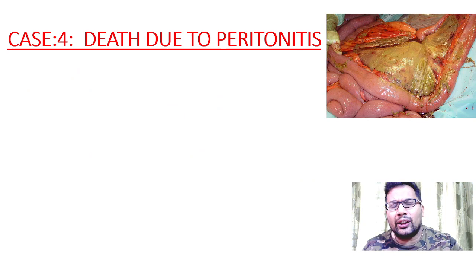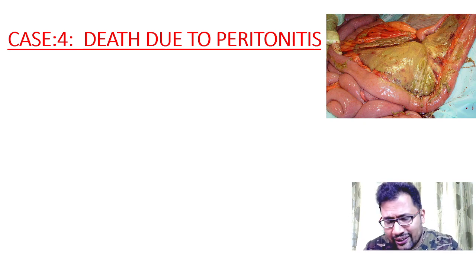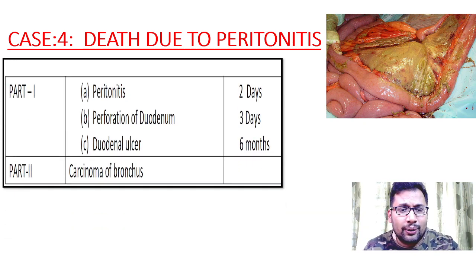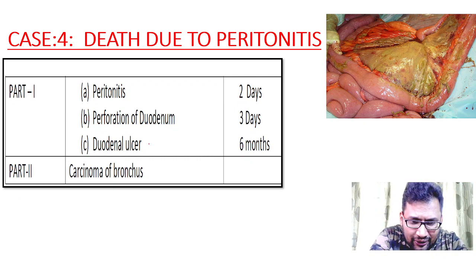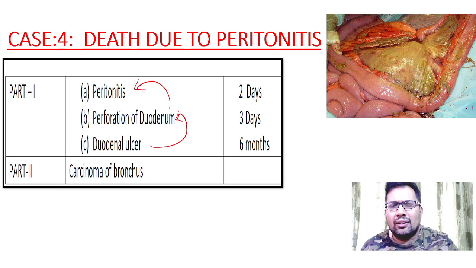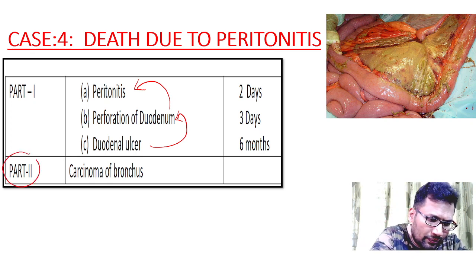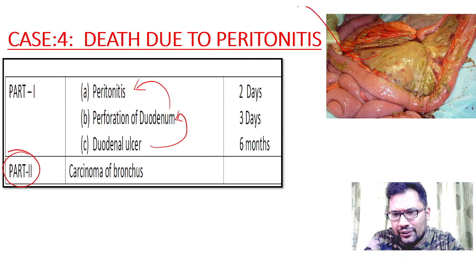Fourth one, death due to peritonitis. So the immediate cause of death is peritonitis. Why is there peritonitis? Perforation of the duodenum. Why was there a perforation? Because of duodenal ulcer. You can see here, this is how the sequence should be. And the patient also has carcinoma bronchus, that comes under part 2. So that is a case of peritonitis.